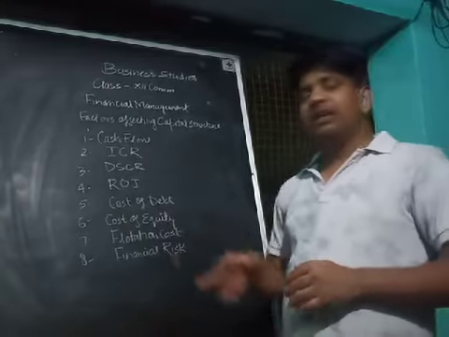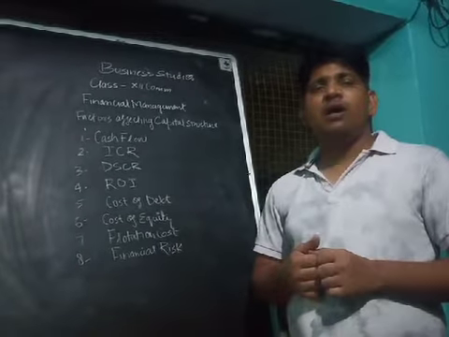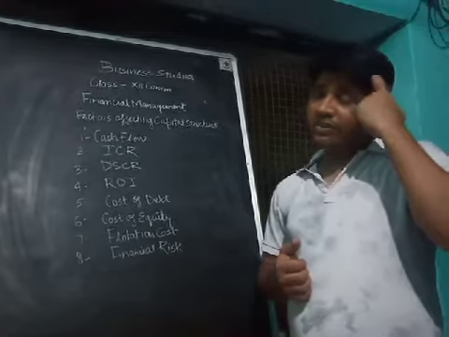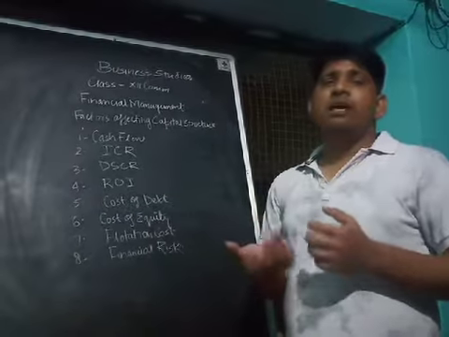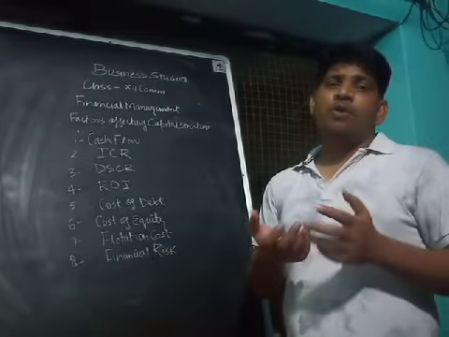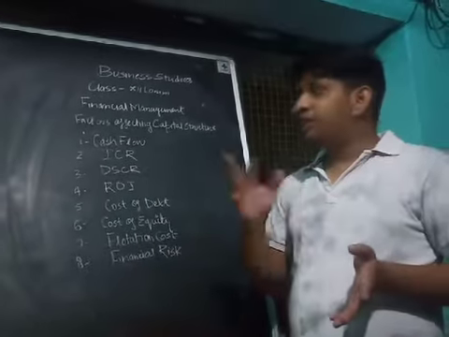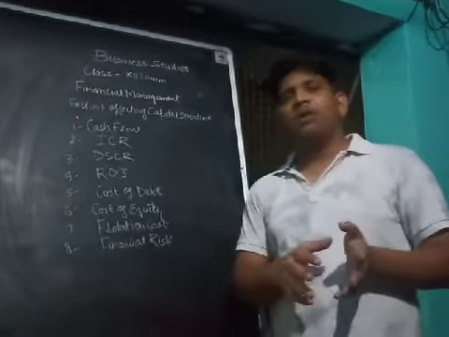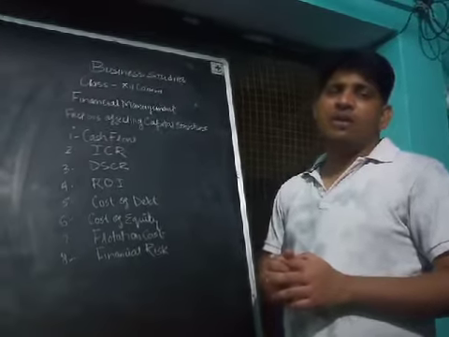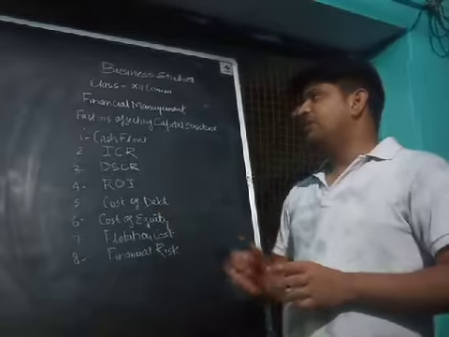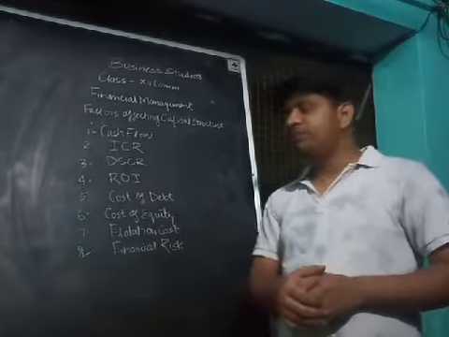ICR indicates the number of times the company earns before paying interest and taxes, whereas DSCR indicates the number of times the company gets profit before paying interest and taxes, but it also includes the principal amount invested by the company in the business. So DSCR is quite different from the ICR.